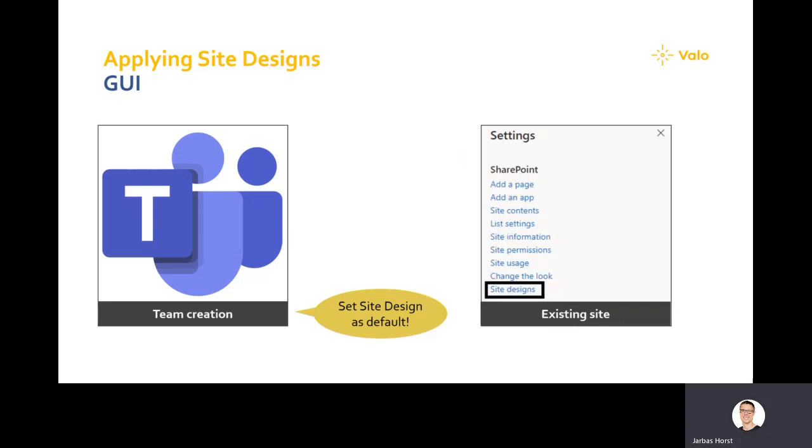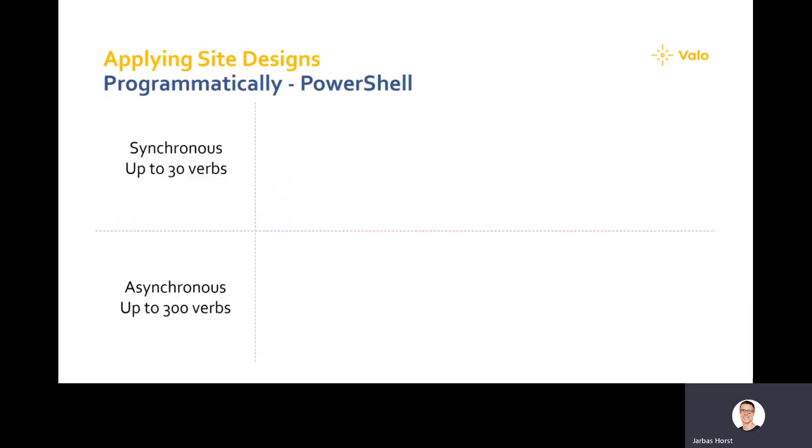You can also apply a site design to existing site collections. Now to do that, you go to the site settings. Here you have the site designs link. And if you click here, you'll be able to select the site design you want to apply to a site collection. Interesting to note here is that only site collection administrators are able to see this link. If you are a site owner or site member, you will not be able to apply a site design to a site collection.